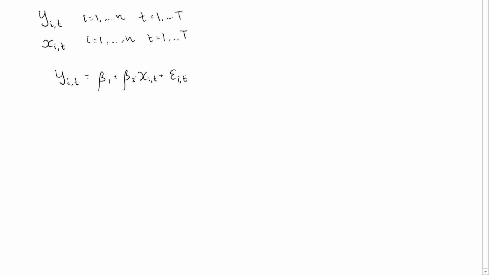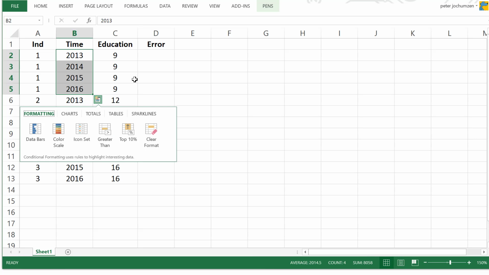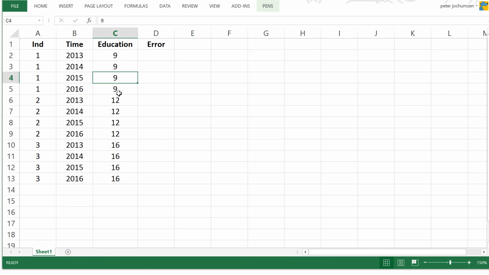So let's look at some data. Very simple case. I have three individuals, 1, 2, and 3, and all three of them are observed from 2013 to 2016. The first individual has 9 years of education, the second one has 12, and the third one has 16. We would typically have additional explanatory variables, but I'm just listing one. In the pooled model, we make no specific assumptions about the error terms.